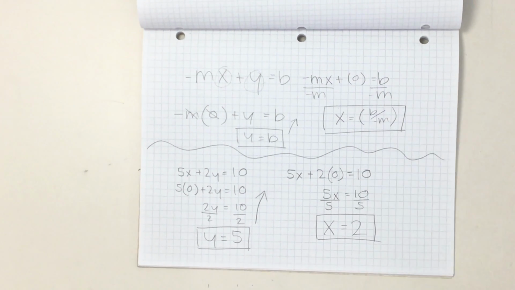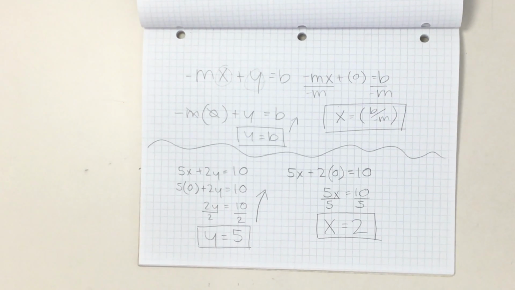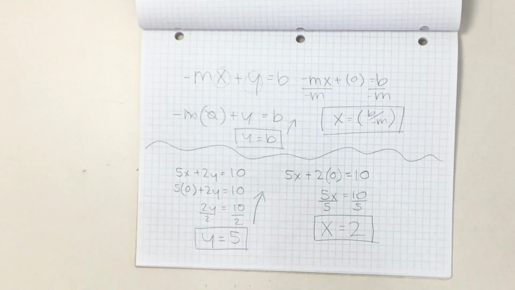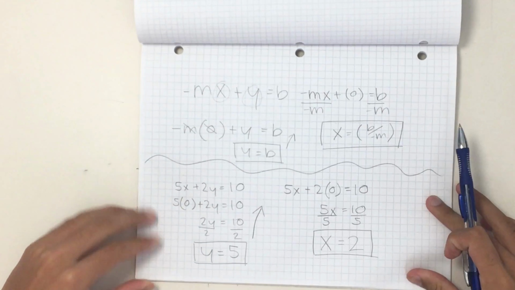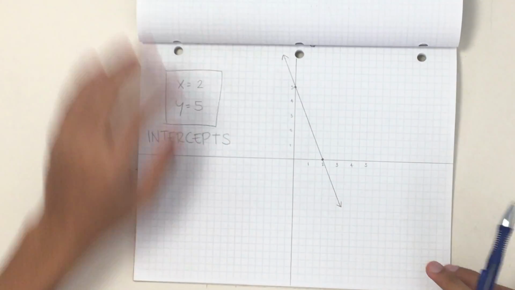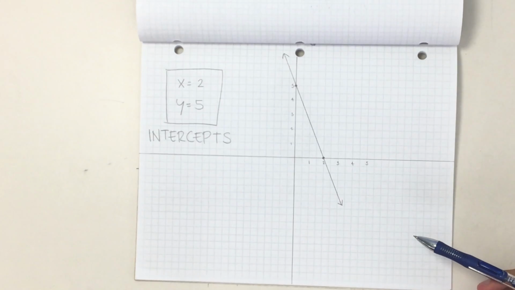So to graph, just take the solutions, and depending on which variable it is, just graph the x and y intercepts. For example, x equals 2 and y equals 5, like so on the graph. And finally, as you can see, just connect the dots and now you're done.